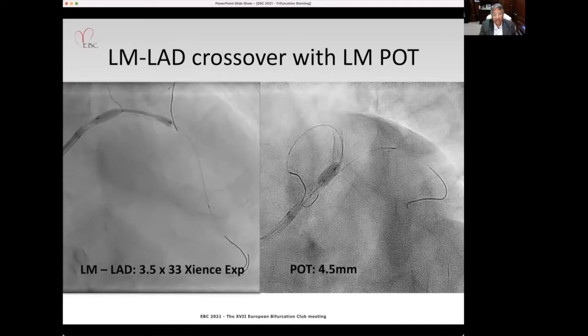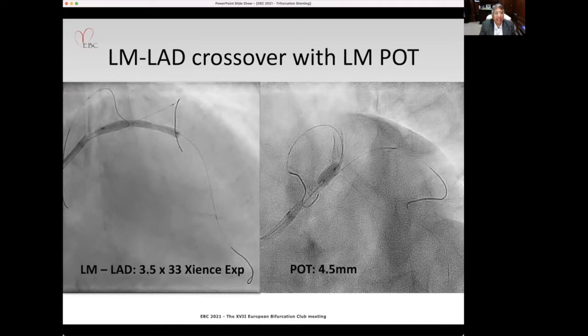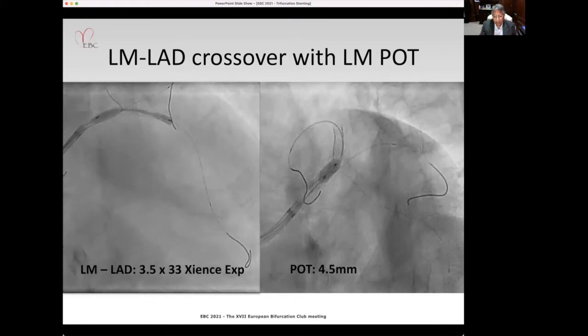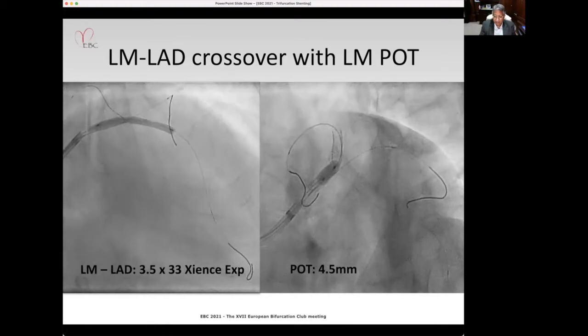So we started off with the left main LAD stent. We put a 3.5 by 33. We did a POT with a 4.5.